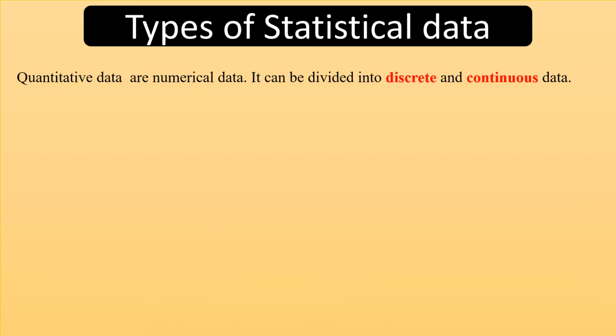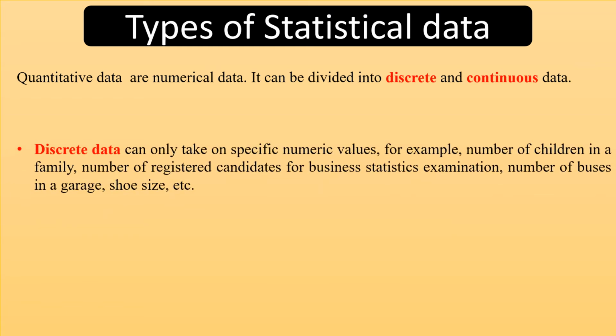On the other hand, we have the quantitative data, which are the numeric data. So when you are conducting a research, you should know which type of data you are trying to collect. Is it a qualitative data? Is it a quantitative data? The quantitative data can either be discrete or continuous. What do we mean by discrete data?